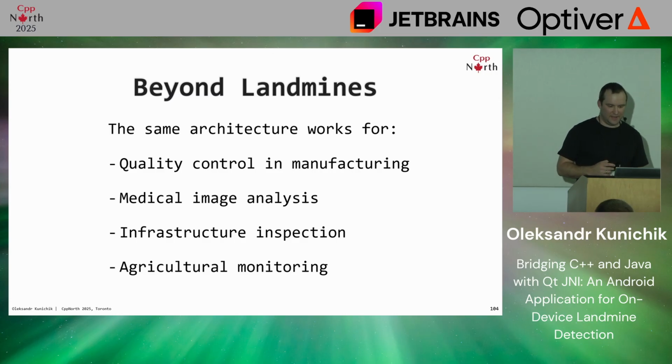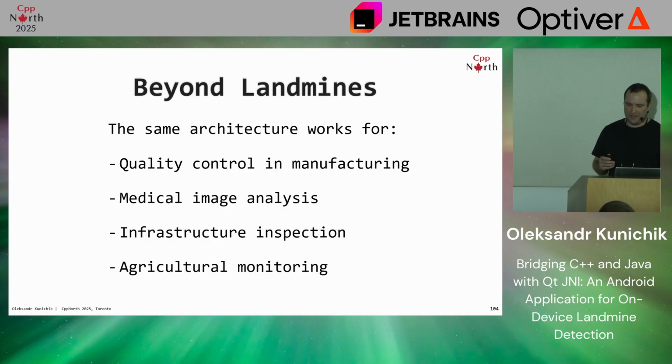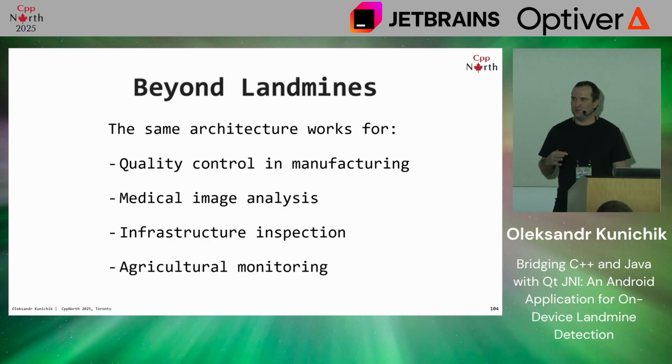Now, this architecture isn't just for landmines. Any visual detection or visual inspection task where you need on-device AI can use these patterns. Manufacturing quality control, same architecture. Medical images on portable devices, same patterns. The key insight is that JNI, despite the quirks, really gives you access to the Android infrastructure and ecosystem.